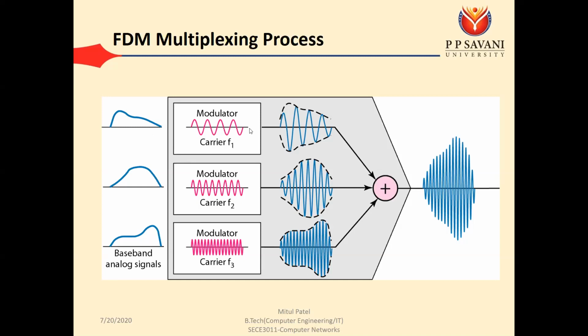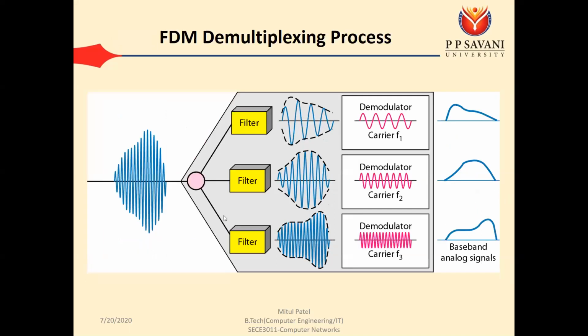Now, what is the work of the modulator? It combines the modulating signal and the carrier signal. Those two combine and our modulated signal is generated. So this is our first modulated signal, and then the second and third one. Now these three are combined to create a composite signal. All three combine and the composite signal is generated, and that is transmitted through the link or the channel. At the receiving side we have the filter.